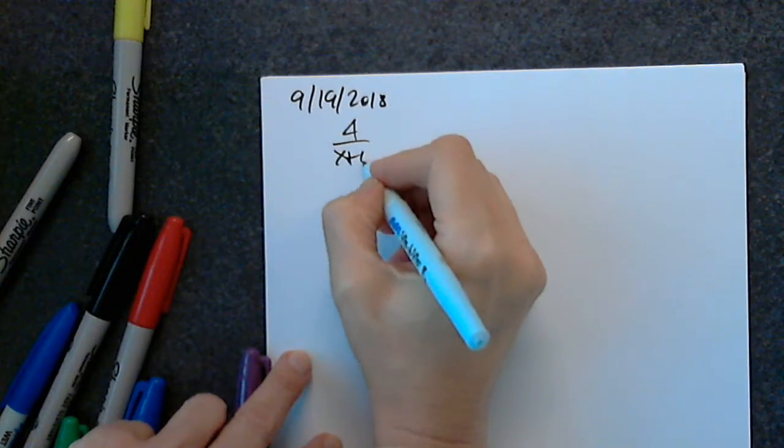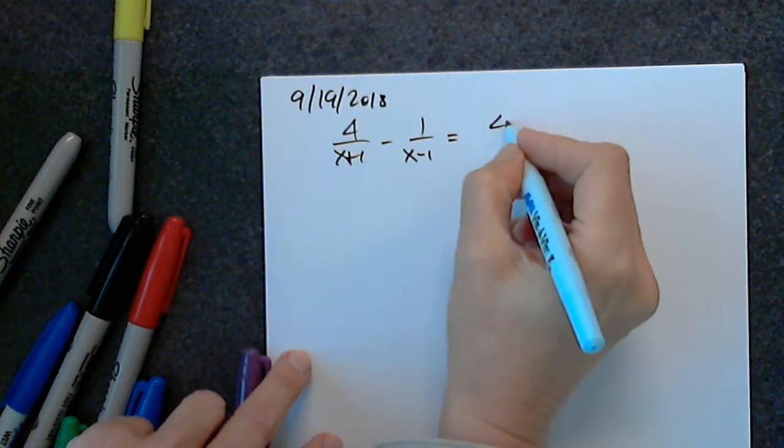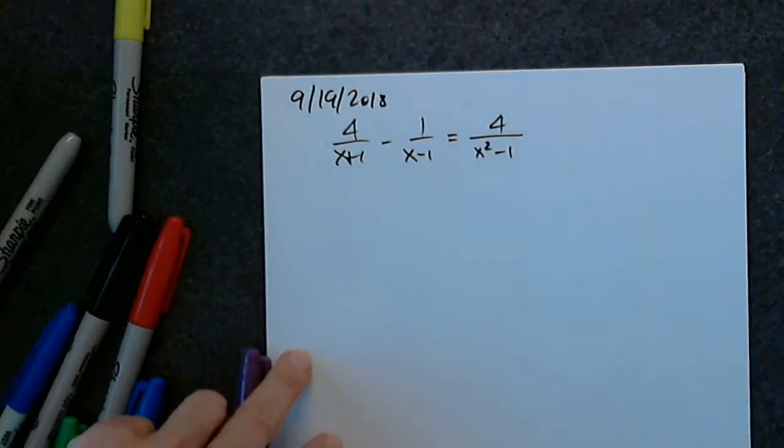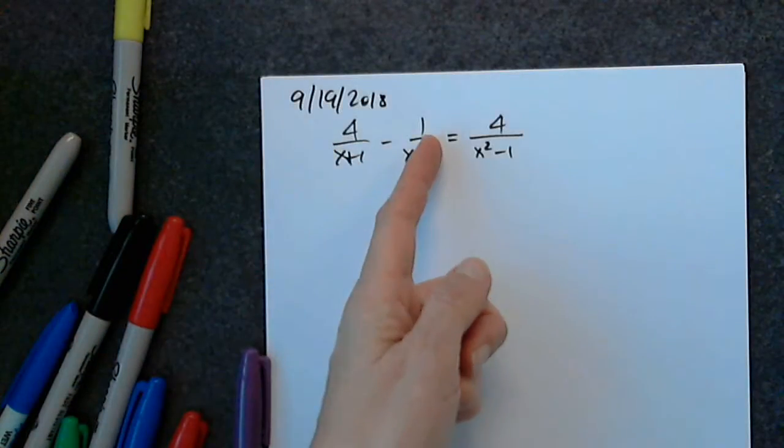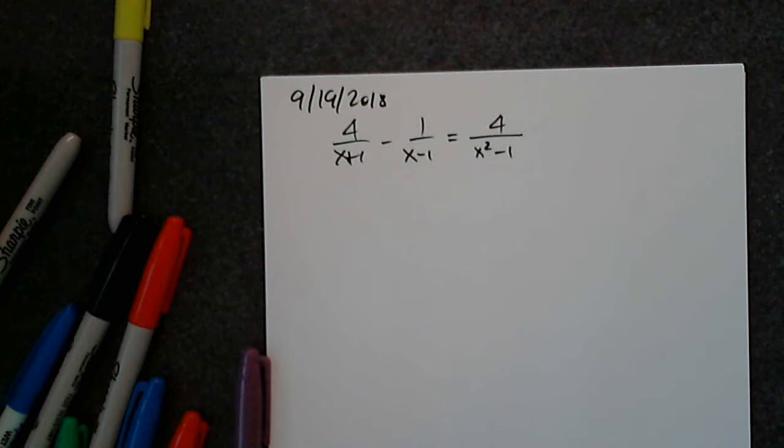Okay, so 4 over x plus 1 minus 1 over x minus 1. Is it 4 over x squared minus 1? Just double check, make sure everything is correct. Good. So I'm given an equation to solve. Obviously, it's an equation because it has the left-hand side, the equal symbol, and the right-hand side.